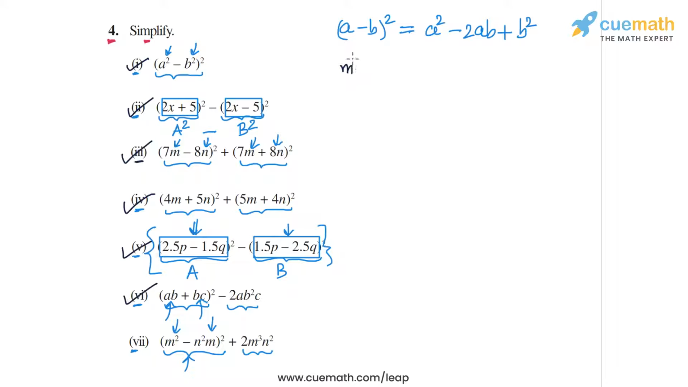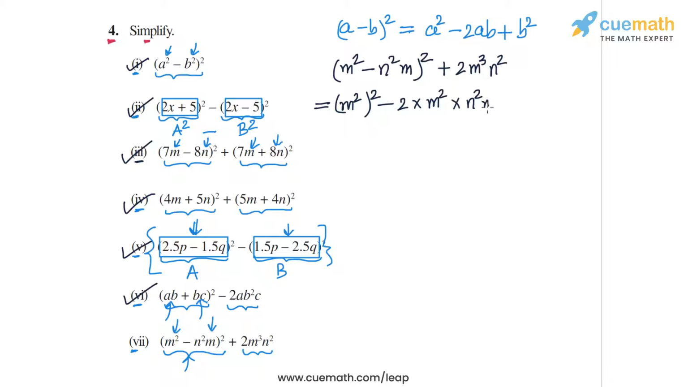So we have the expression m square minus n square m whole square, and then we have plus 2m cube n square. So the first part we expand using the identity we discussed, a minus b whole square. So we get m square whole square minus 2ab, so minus 2 into m square into n square m, and then b square, so n square m whole square, and then we have this last term plus 2m cube n square.